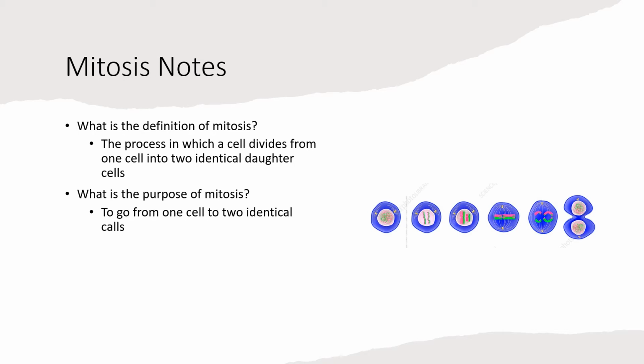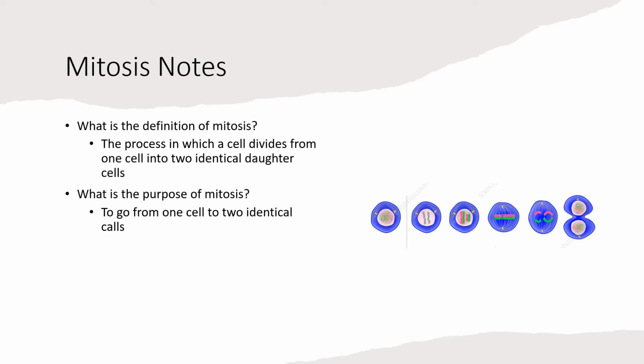We need to go from one cell to two identical cells. Our body needs to be able to create more cells. When our lung cells get damaged, because maybe we inhale some smoke or something, some of those cells are going to get damaged, they're going to die off. We need to be able to replace those damaged cells by going through the process of mitosis. In order to grow larger, so obviously we are not the same size as when we were a baby, we have to create more cells. So in order to create more cells, we need to go through this process of mitosis where we are creating identical cells, which allows us to grow.